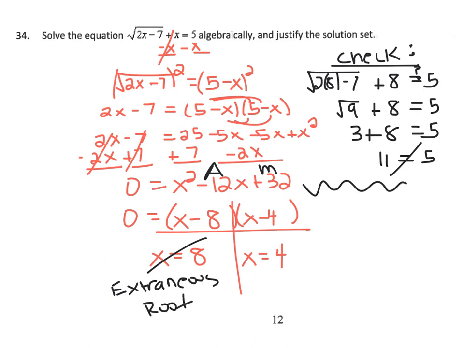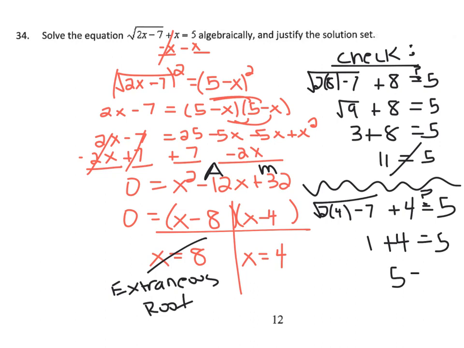Okay, so now let me check the 4. I'm going to take the 4 and substitute it back into the original equation wherever I see an x. So I'll have the square root of 2 times 4 minus 7, and then I'll replace the plus x with a plus 4, and let's see, does that equal 5? Well, 2 times 4 is 8, and 8 minus 7 is 1, so we have the square root of 1, which I'm just going to jump down. The square root of 1 is 1. So we have 1 plus 4 equals 5, and yes, 1 plus 4 is 5, so this one checks out, so x equals 4 is our solution.